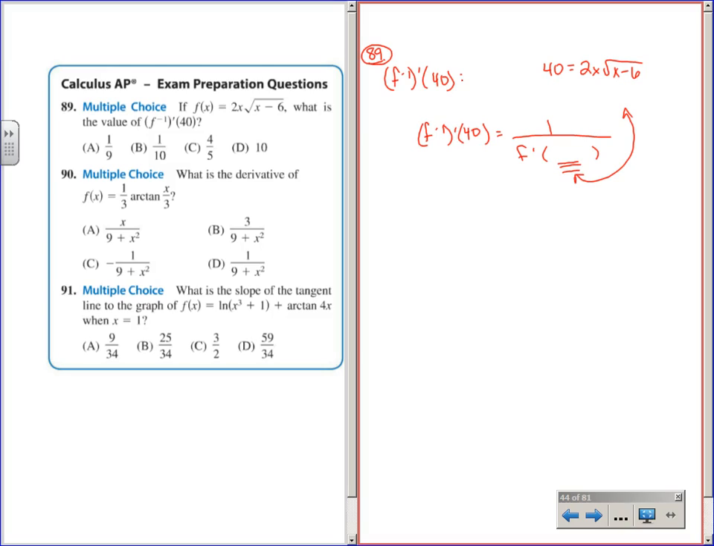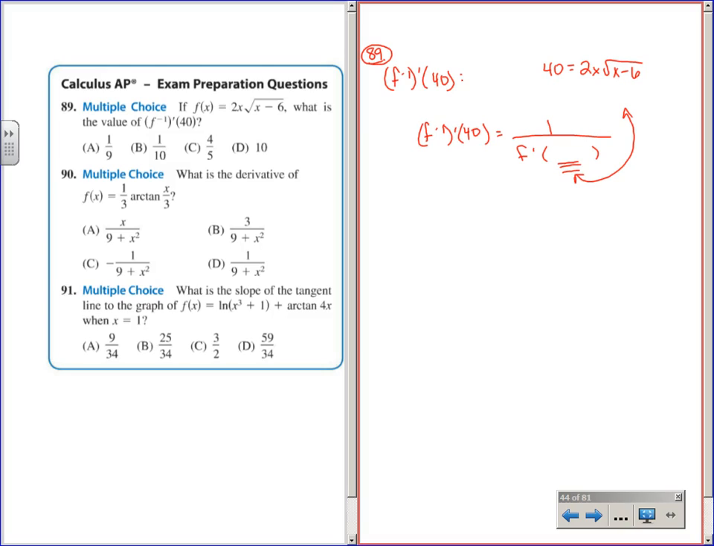Plug in what? Sure. Does 1 work? No. How about 2? No. How about 3? Wait a minute. This can't even start until what? Till 6. So keep going. How about 7? 14 and 1. No. How about 8? Square root of 2. That's not going to work. Okay, what's the next perfect square? 10?